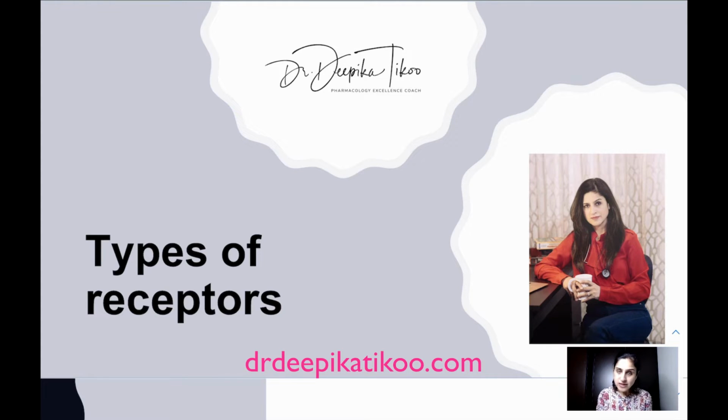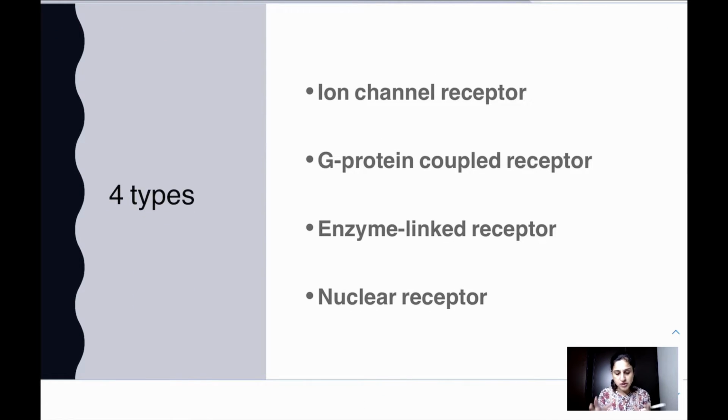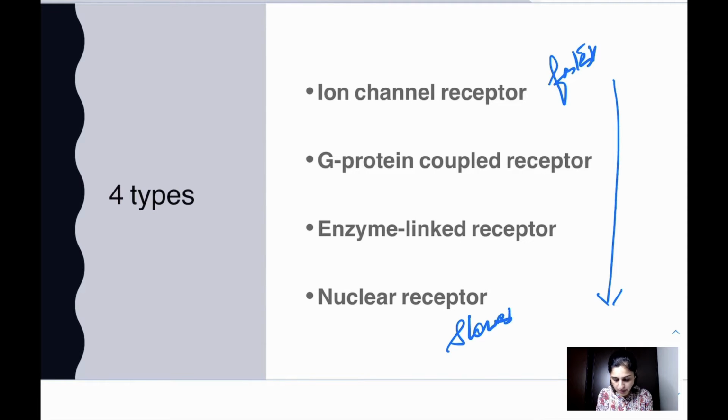Alright, so I'm going to introduce you to various types of receptors. One is your ion channel receptor, the G protein coupled receptor, enzyme linked receptor, and the nuclear receptor. The reason why I put them in this order is because from ion channel towards the nuclear receptor, what happens? Ion channel receptors are the fastest acting receptors, nuclear receptors are the slowest acting receptors. So it's easier to remember that way. Okay? So ion channel are fastest, nuclear receptors are slowest.